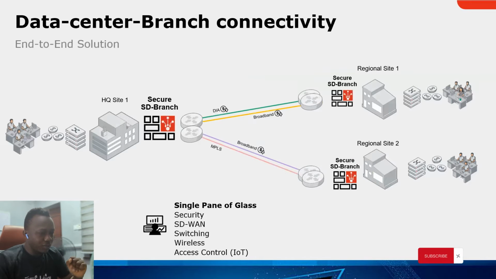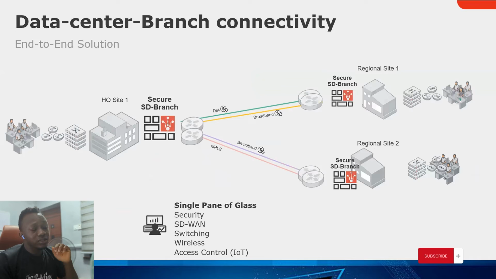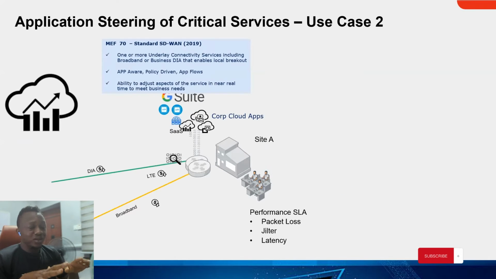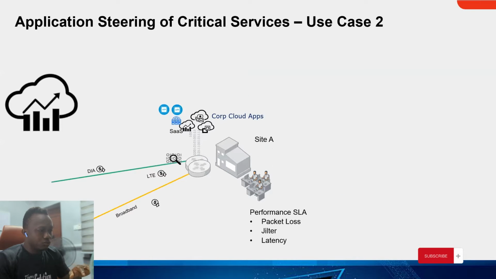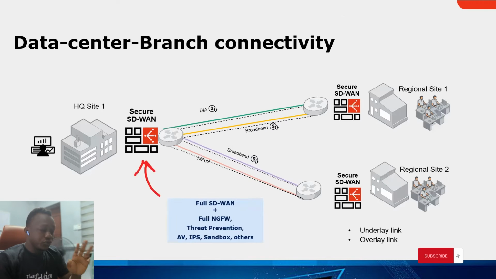So I think we've spoken about this. Then the next thing is that we'll delve into the demo for this use case one. So we'll have one site, we have a hub, and we have a branch.